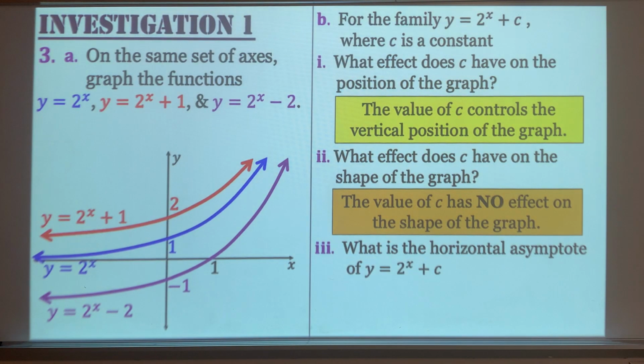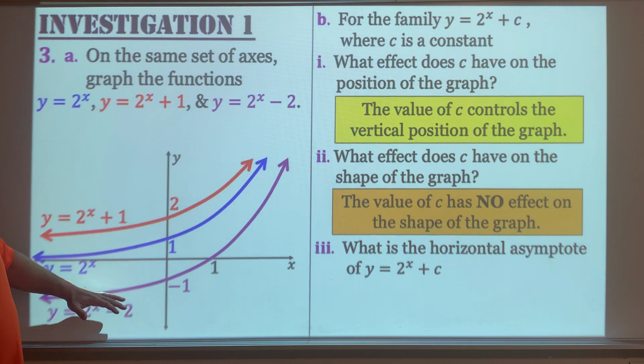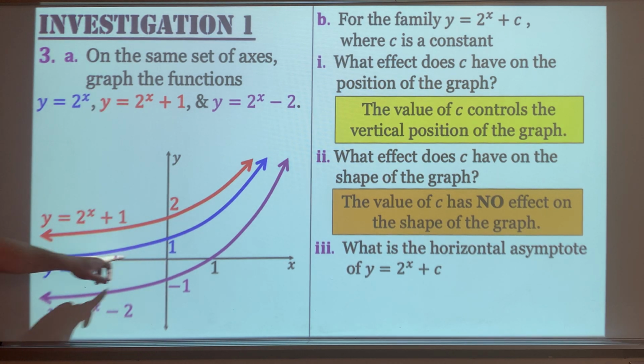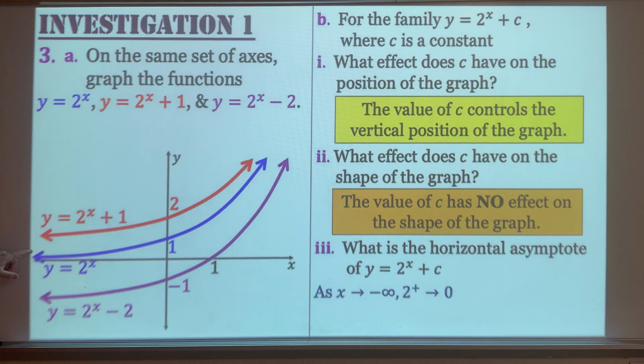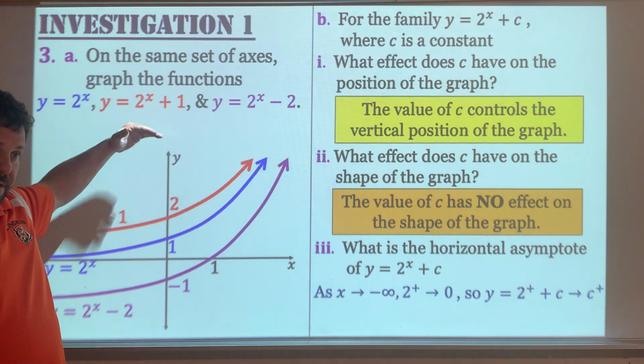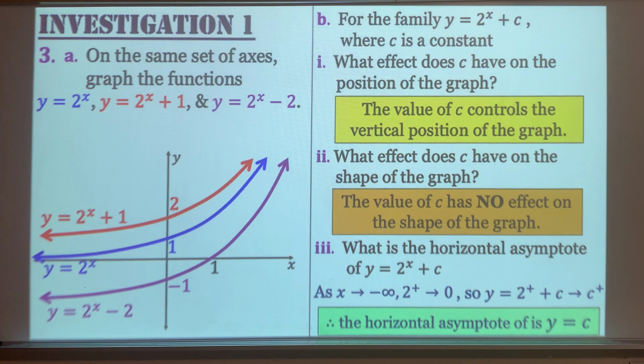All right, is there a horizontal asymptote? Well, it actually changes. Whatever the C is, that is the horizontal asymptote. Look at this one right here, the horizontal asymptote is 0. As 2 to the x approaches 0, you approach from the positive side, so it's going to be C from the positive. You approach your asymptote from the top, and it's going to be whatever C is. So the horizontal asymptote is y equals C. In this case it's 0, in this case it's 1, in this case it's -2.